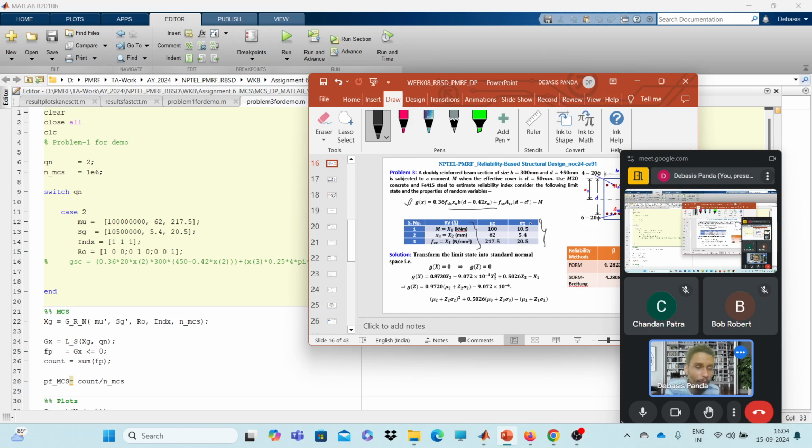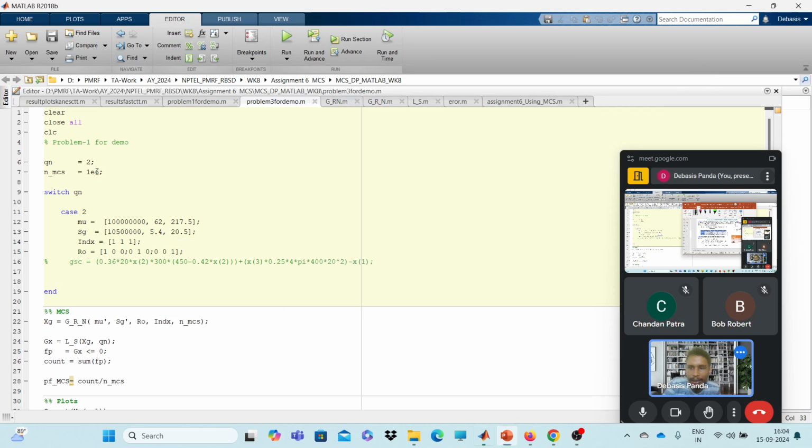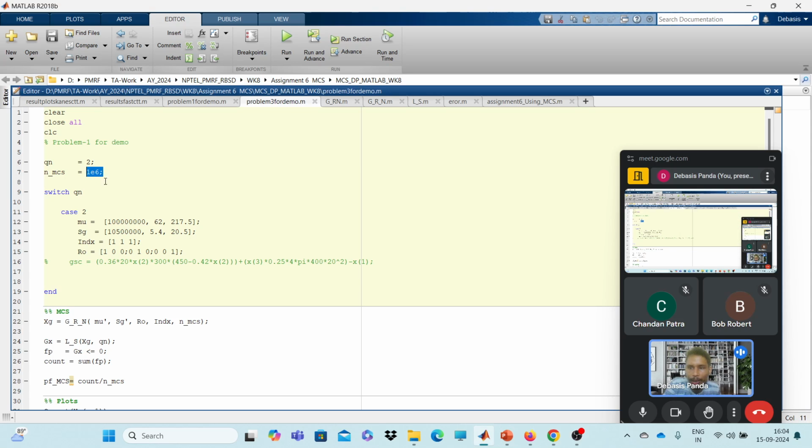If you have any correlation, put in the correlation matrix. First, the GRN file will uncorrelate it and give you the results. You don't need to worry about it. Okay, now I am calling it. First, I am giving 10 to the power 6 number of samples.